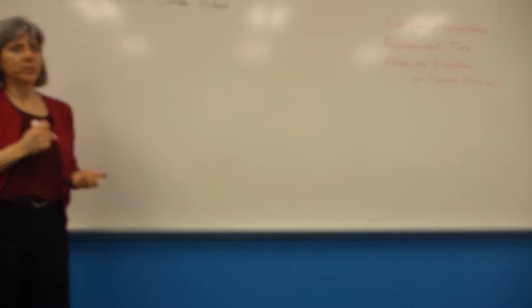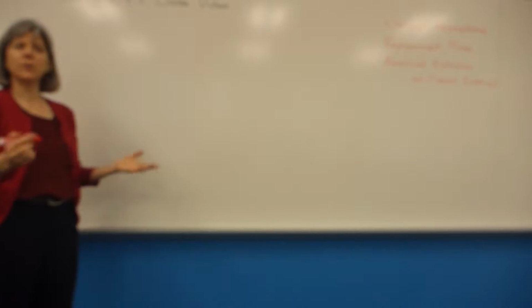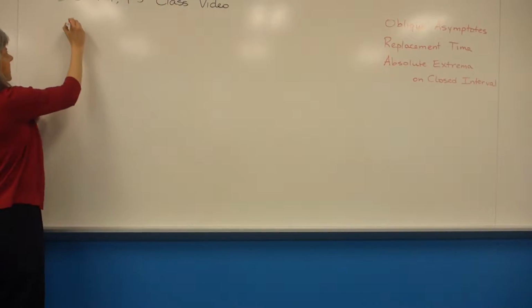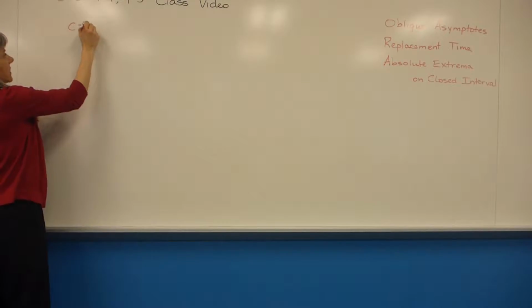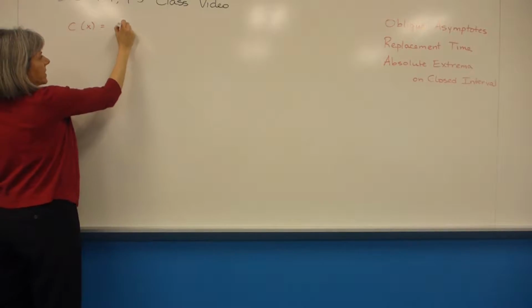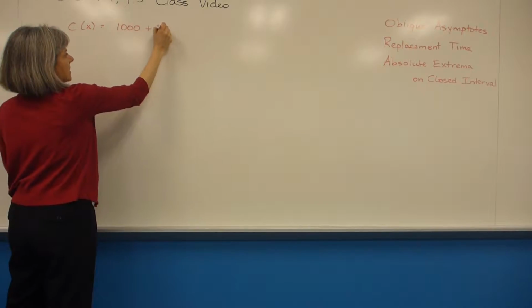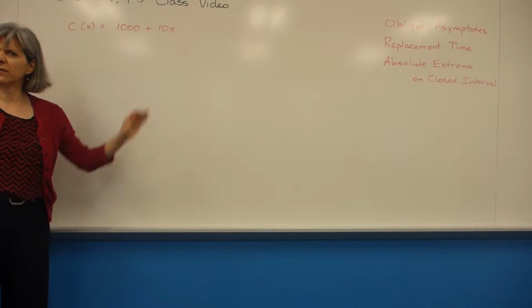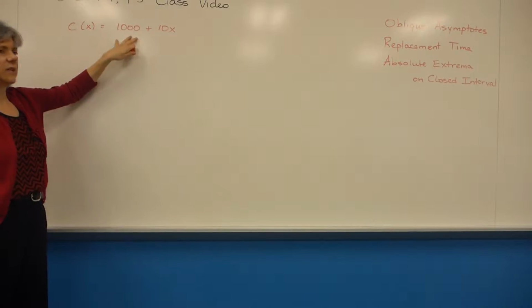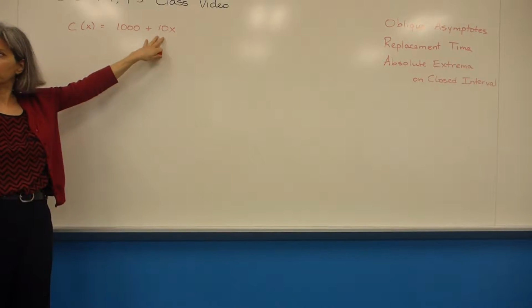Okay, so let's start with oblique asymptotes. So how do we find, where do we come up with it first? Let's look at this. If I have a cost function that's $1,000 in fixed cost plus $10 for every item. Does everyone agree that's what that would be? $1,000 fixed cost plus $10 for every item.